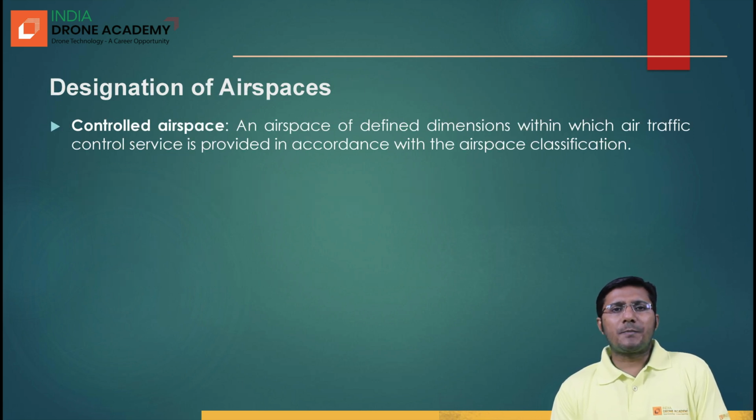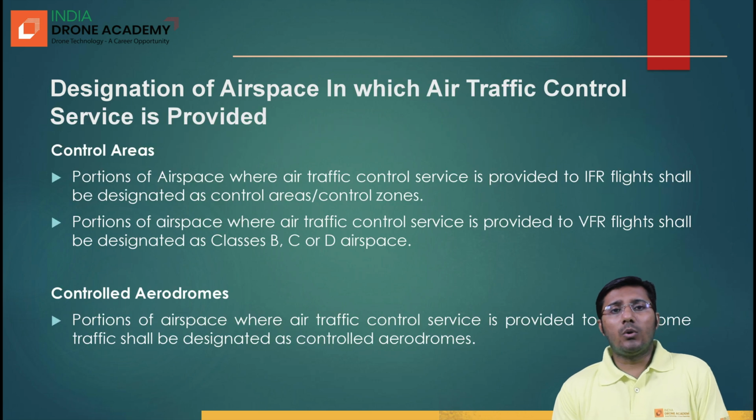The airspace in which air traffic control service is provided is referred to as controlled areas and controlled aerodromes. Controlled areas are those portions of airspace where air traffic control service is provided to IFR flights, which follow instrument flight rules. These control areas can also be defined as portions of airspace where air traffic control service is provided to VFR flights, designated as class B, C or D airspace.